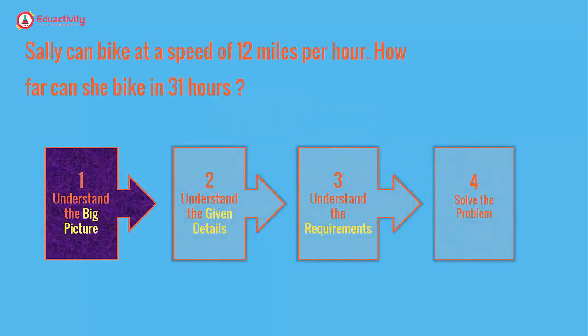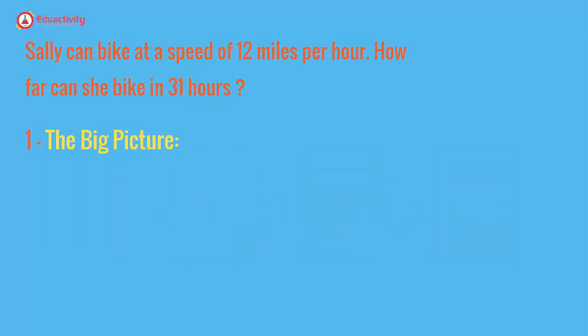We'll start with the first step. In this step, we will focus on understanding the big picture. The big picture represents the situation, or simply, what's going on in the problem. Here we can specify the big picture as follows. Sally bikes over a distance.